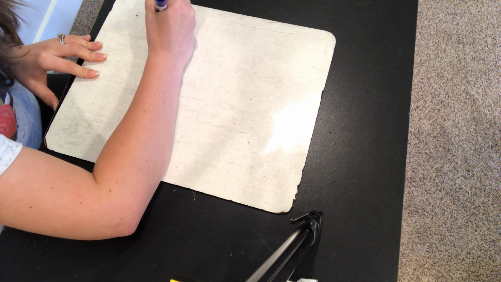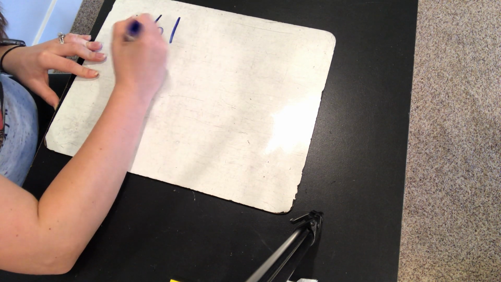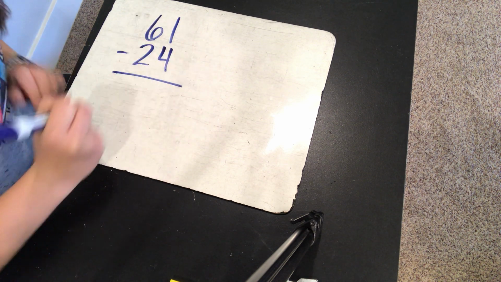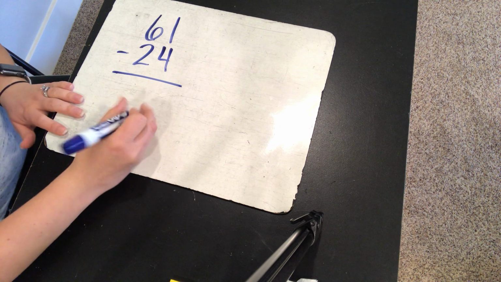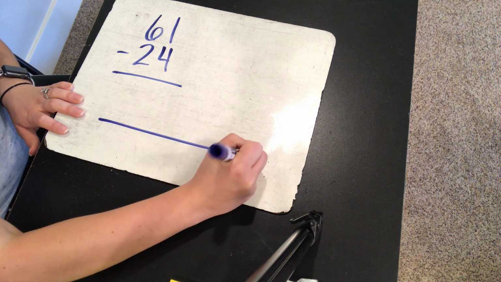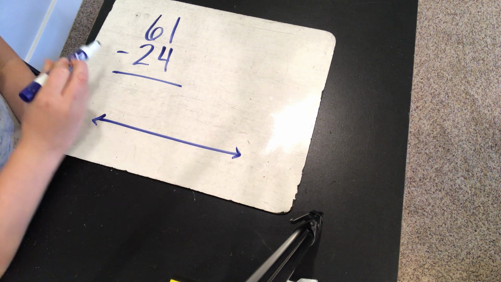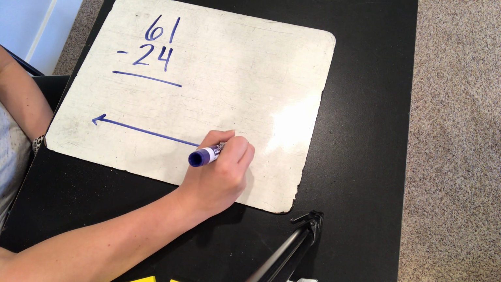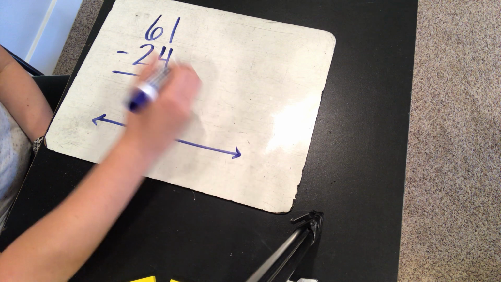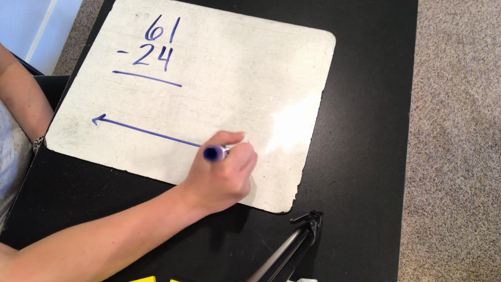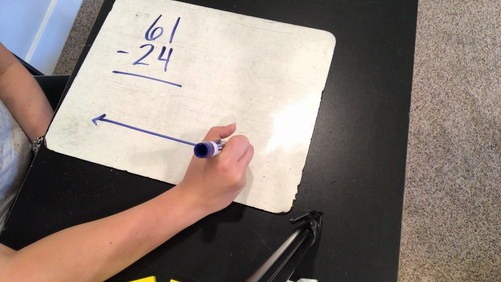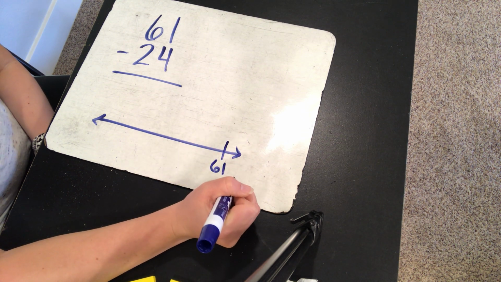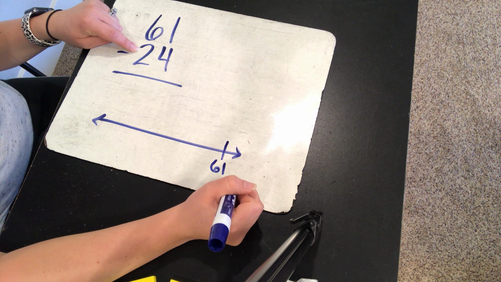Okay, if I have 61 minus 24. All right, using my open number line here, since we are subtracting, remember we have to start on the far right, because when we subtract, we start with a larger number, and larger numbers go over here on the number line on the right side. All right, so we're starting at 61. Now we have to take away 24.